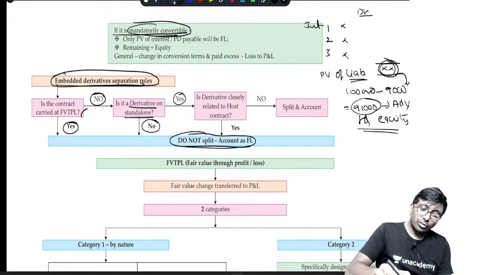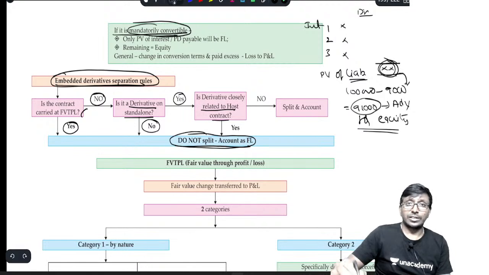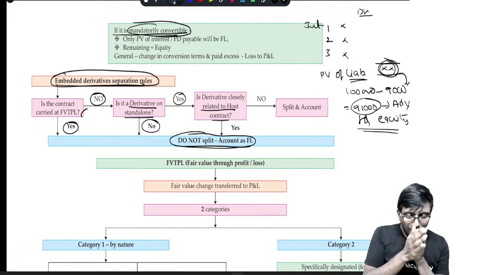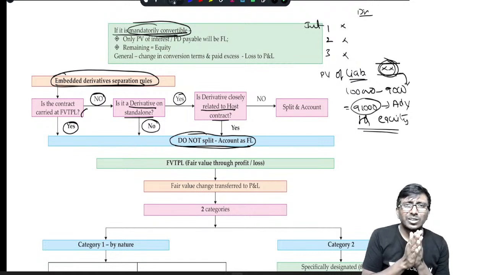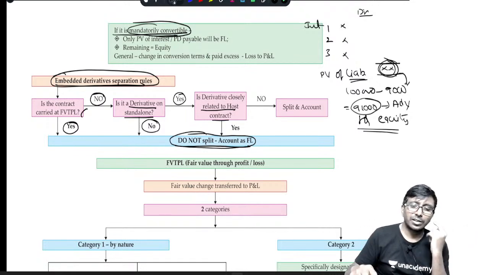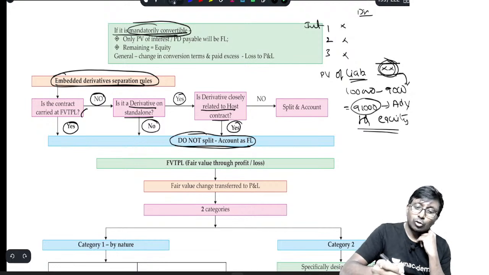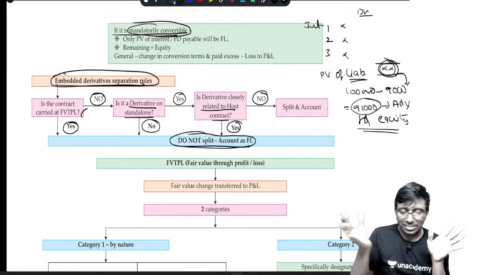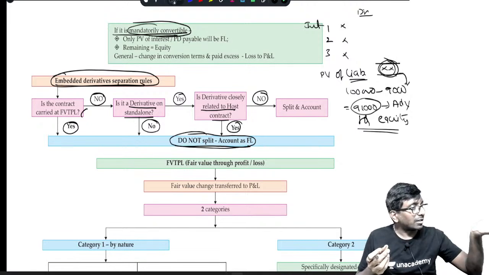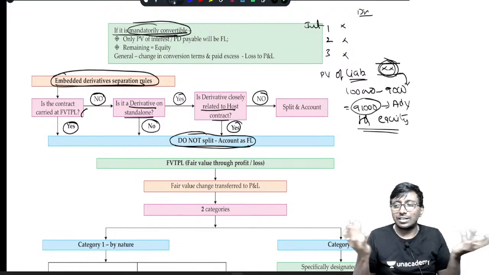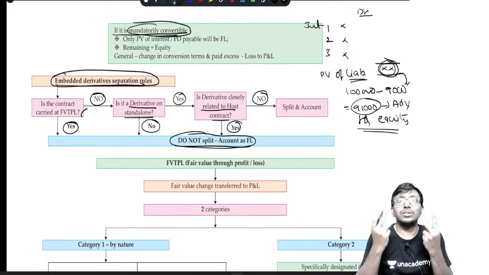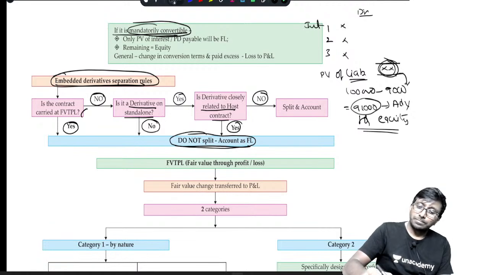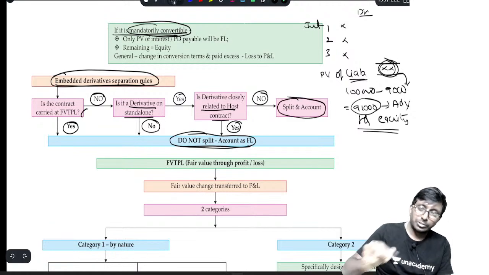Right. Is the derivative closely related to the host contract? Closely related means host and derivative are one and the same. If it is one and the same, why do you need to bifurcate? If you say yes, then don't bifurcate. If you say no, it's different, sir. Lease is lease, sir. Reliance company share market value increase is separate, sir. There is nothing to do with these two things. That means they are not closely related. They are different markets. Then you have to split and account for it.